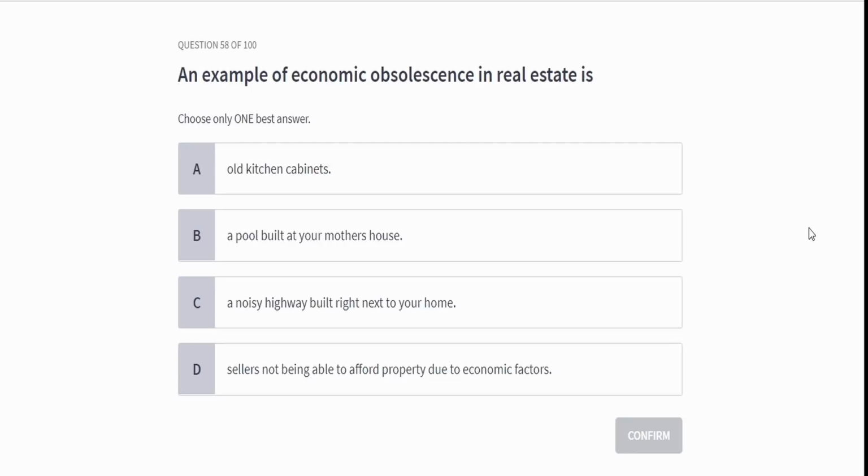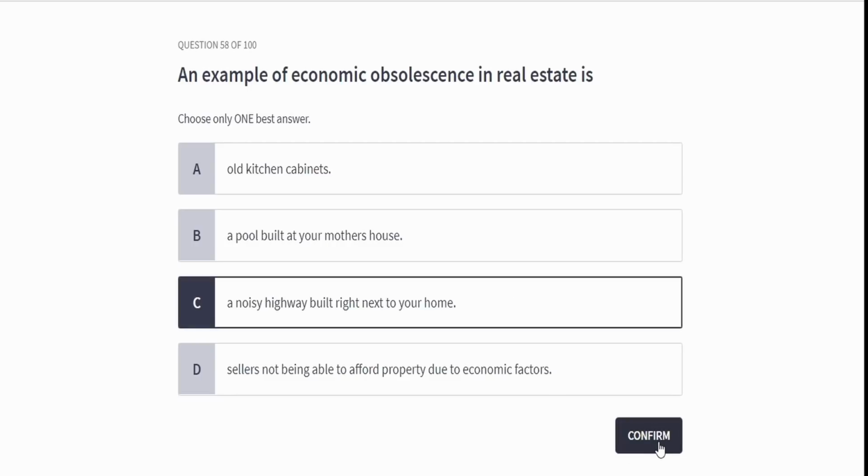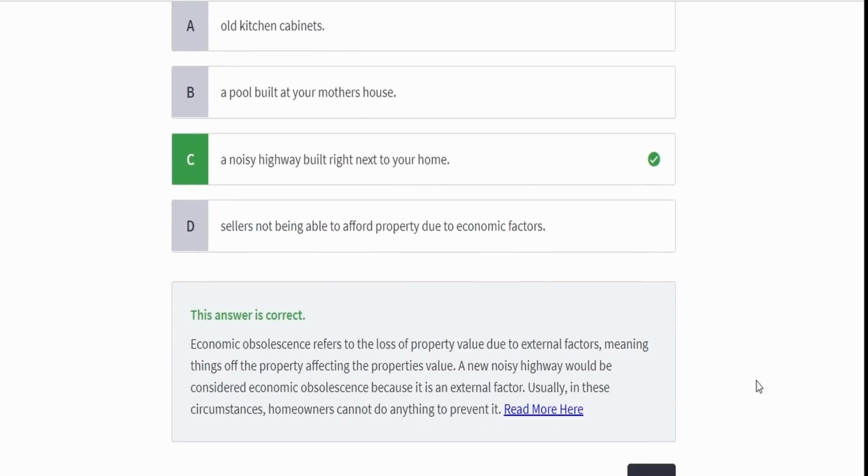Alrighty, did you guys come up with an answer? Hopefully it's the right answer as well. So what is an example of economic obsolescence in real estate? All right, well, that is going to be C. Answer C, a noisy highway built right next to your home. So, economic obsolescence refers to the loss of property value due to external factors, meaning things off the property affecting the property's value. A noisy highway would be a great example of economic obsolescence because it is an external factor. Usually, in these circumstances, homeowners cannot do anything to prevent it.